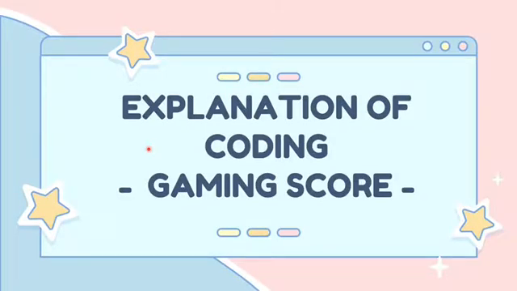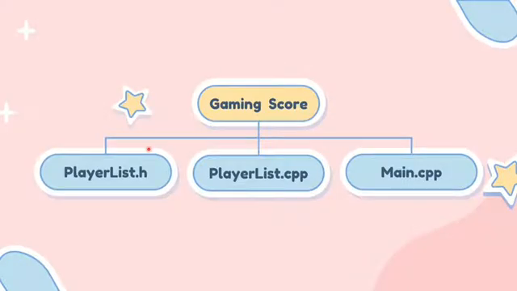And now I will explain our coding, which is a gaming score program. We have 3 files in this gaming score program: first, the playerlist.h file, which is a header file. And then we have playerlist.cpp, which is a cpp file. And we have the main.cpp file.